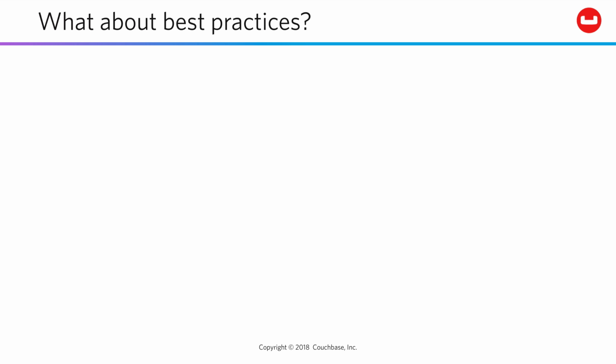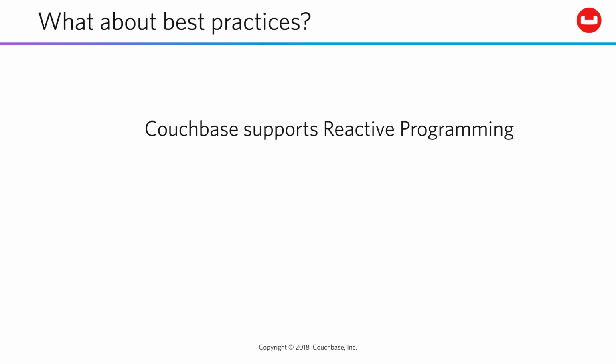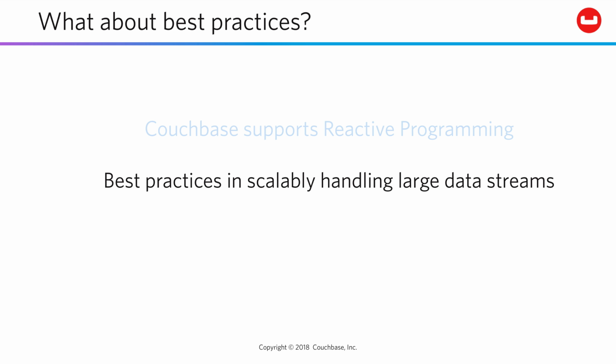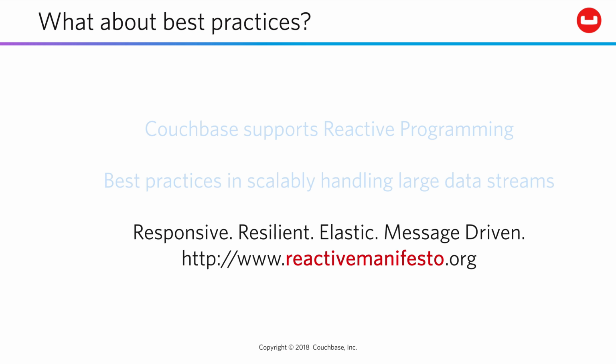To keep pace with the rate at which data flows these days, Couchbase explicitly supports reactive programming approaches in our Java and our C# SDKs, which implement best practices in handling large data streams. A fast overview of the reactive design approach is available at reactivemanifesto.org.